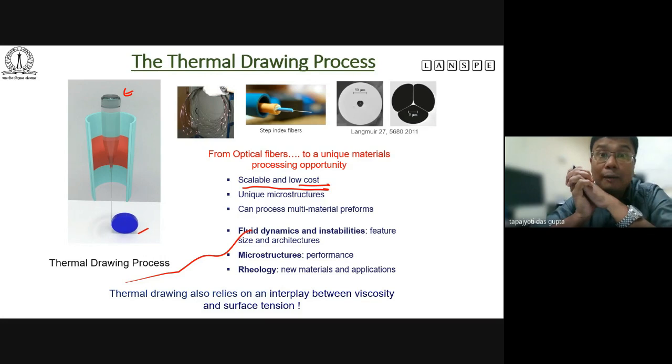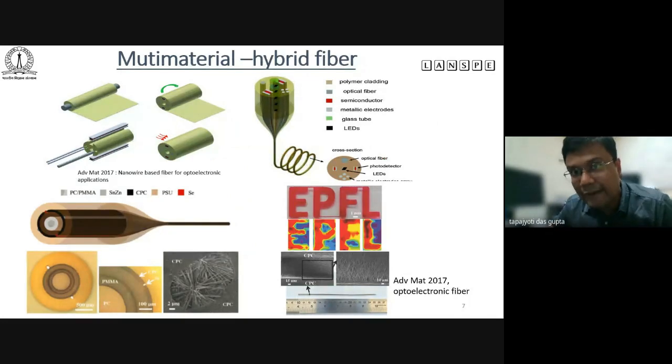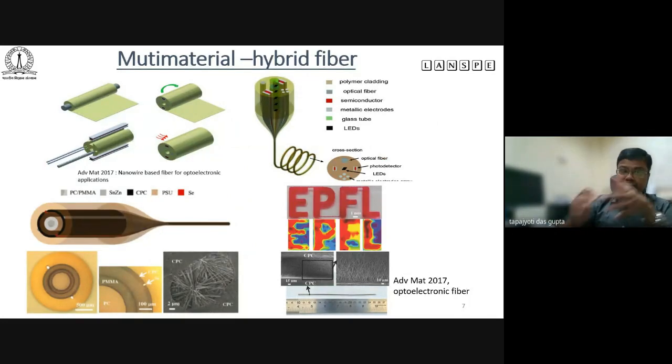But that means you don't necessarily need a lithographic process, which involves a lot of machinery, right, to make these devices. So there is no need for lithography. A single step, of course, you need a preform to make. And you have just an oven and a draw tower where you can draw. So the total thing boils down to a single machine. That's why it's low cost, okay? So as an example, I'll show you two or three types of multi-material hybrid fibers where we were doing some optoelectronic applications.